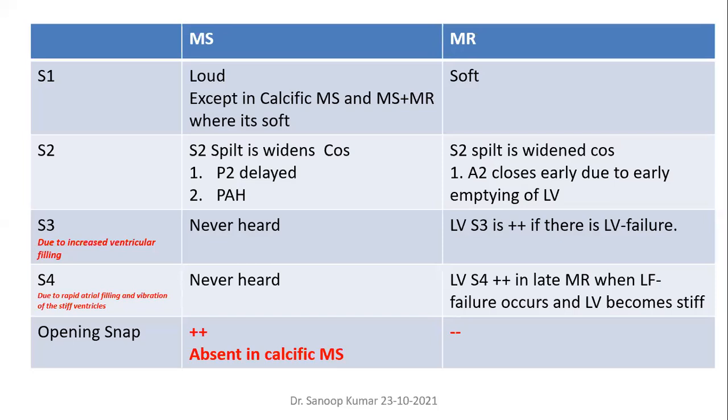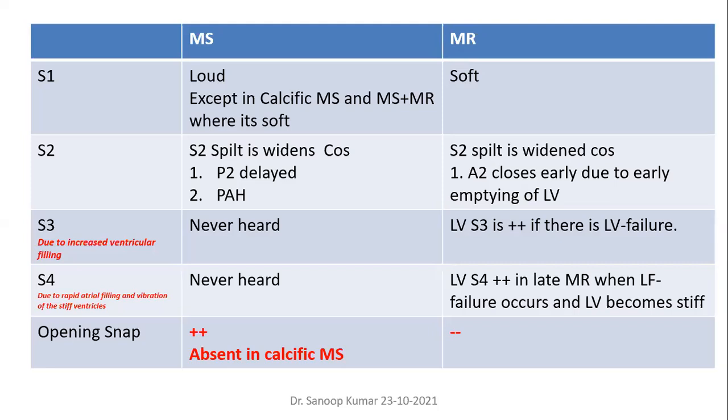While in case of mitral regurgitation, I told you all the blood which got regurgitated during the diastolic phase will come down, and there will be increased left ventricular filling, so there will be a left ventricular S3 heard in case of mitral regurgitation. S4, I told you, is due to rapid filling of the atrium and vibration of the stiff ventricles.